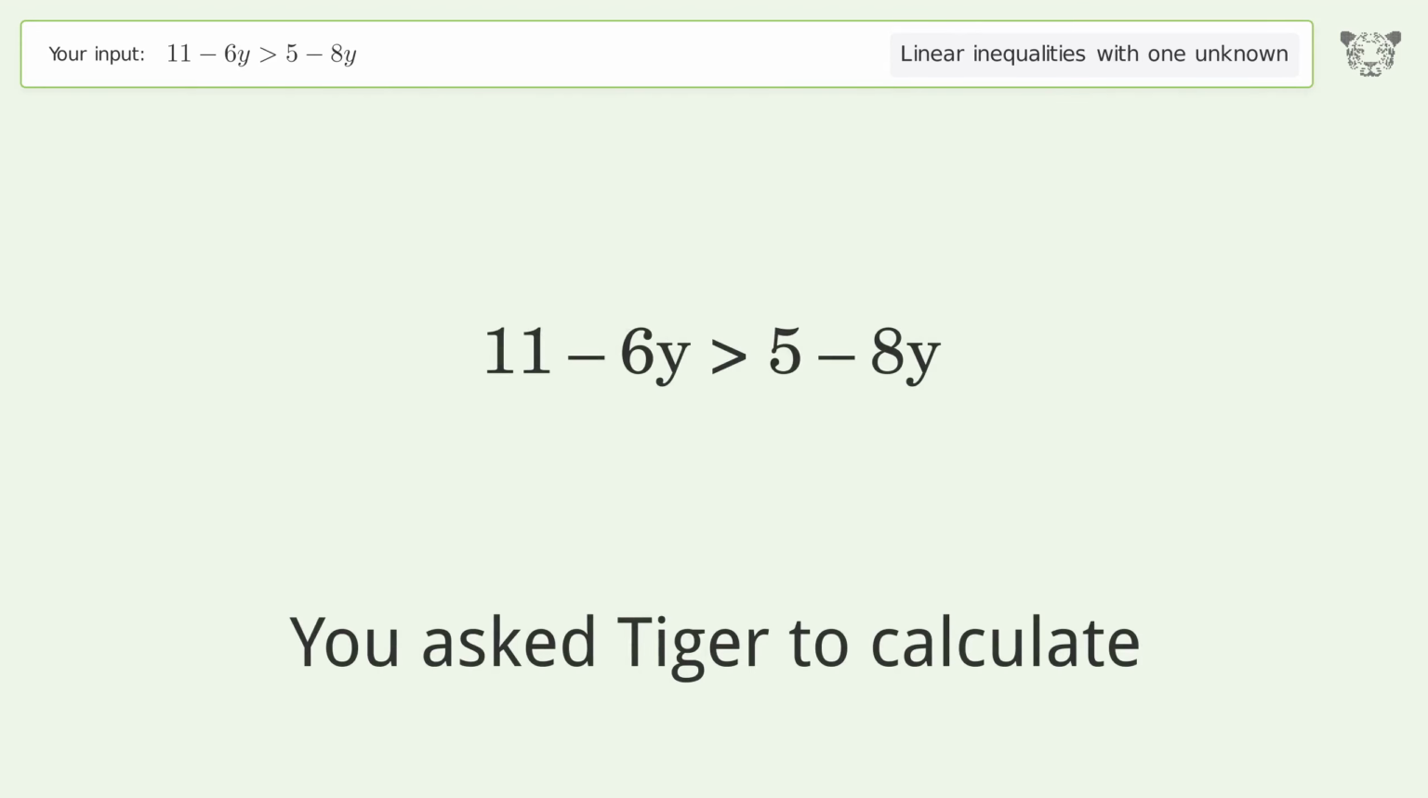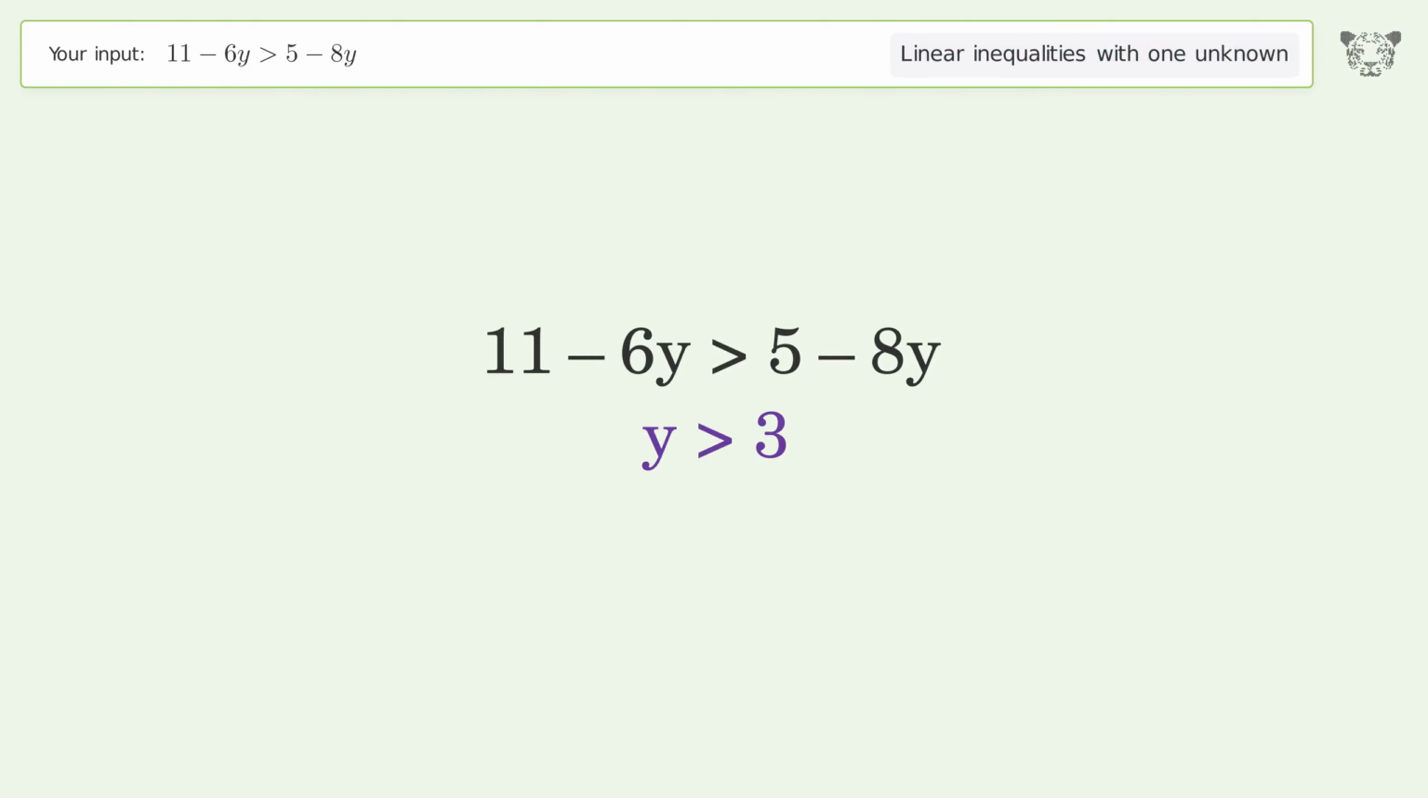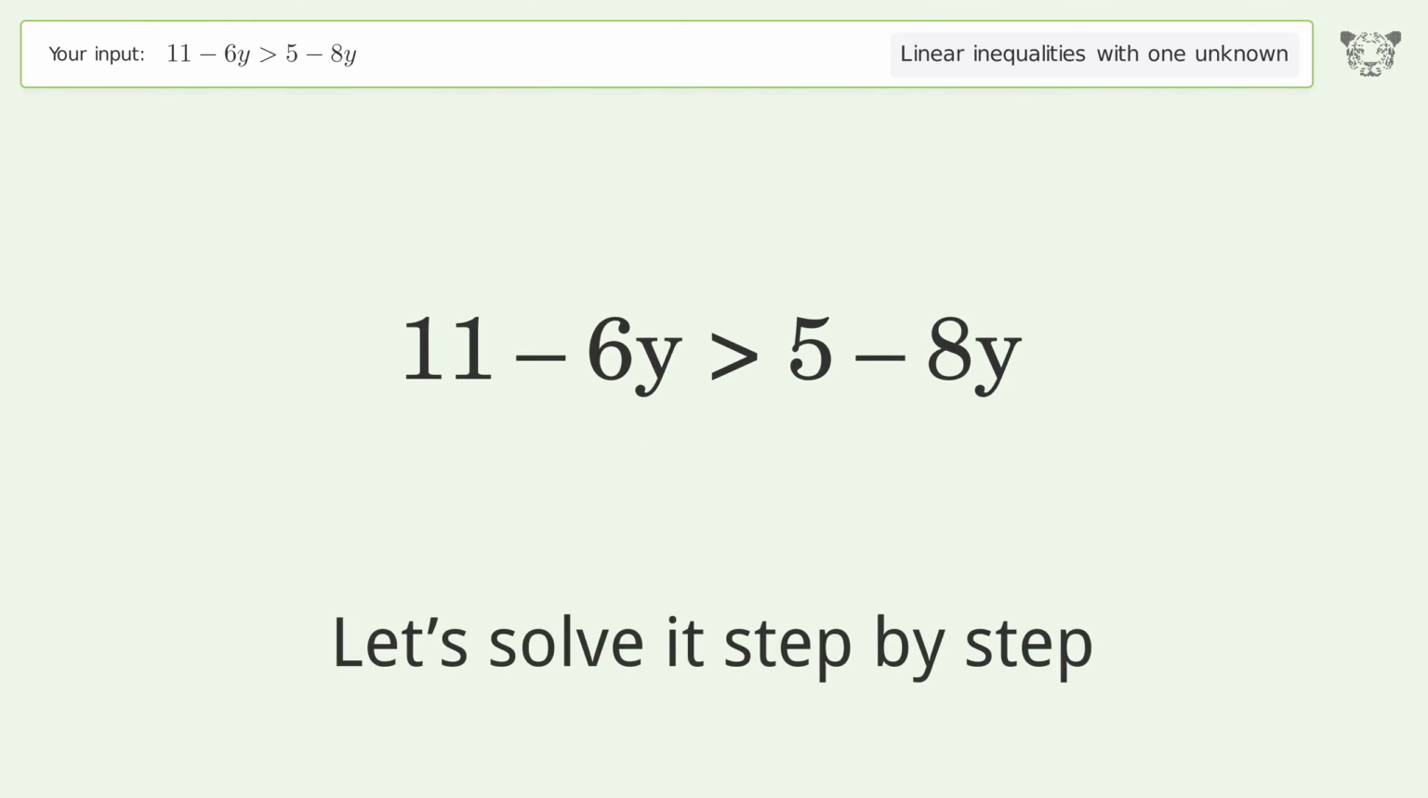You ask Tiger to calculate. This deals with linear inequalities with one unknown. The final result is y greater than -3. Let's solve it step by step.